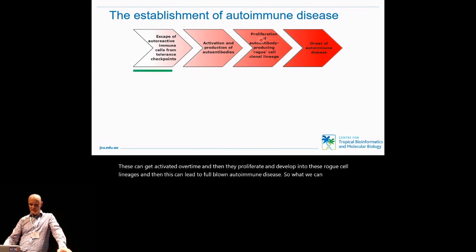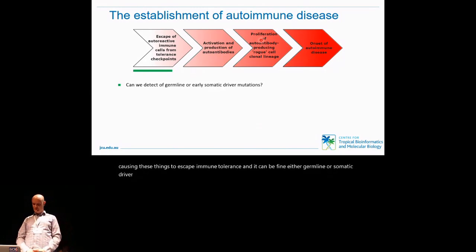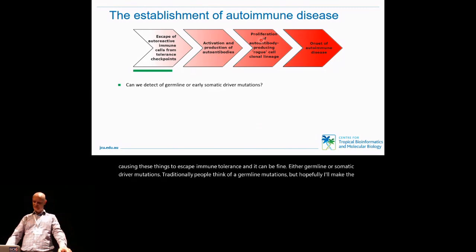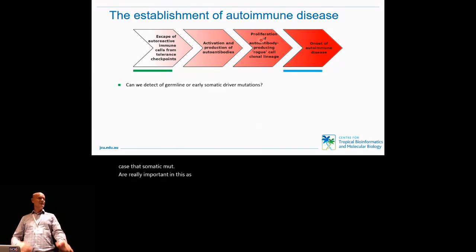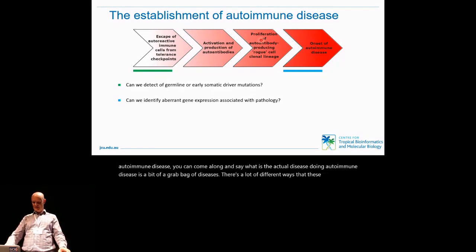So what we can do is look back and ask, what are the mutations that are actually causing these cells to escape immune tolerance? And it can be found in either germline or somatic driver mutations. Traditionally, people think of germline mutations, but hopefully I'll make the case that somatic mutations are really important in this as well. The other thing we can do is, if you have someone with autoimmune disease, you can ask, what is the actual disease doing? Autoimmune disease is a bit of a grab bag of diseases. There are a lot of different ways that these diseases manifest in people. So you can look at what they're doing, for example, pre and post treatment.